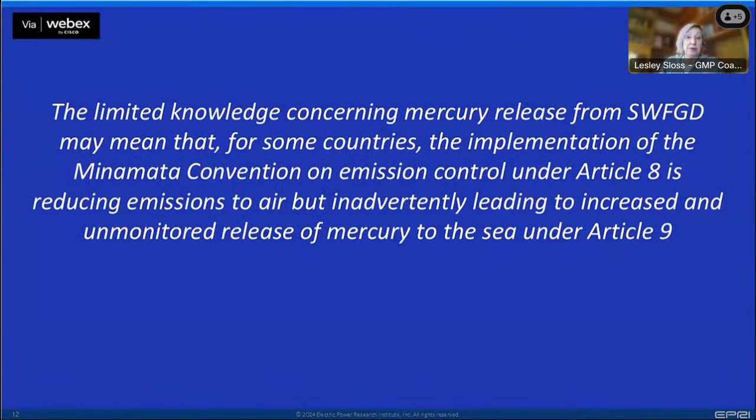There's limited knowledge on mercury release from seawater FGD. There's very little information out there. If you have any, please send it to me immediately. What we want to do at this stage is to flag it as a potential concern.